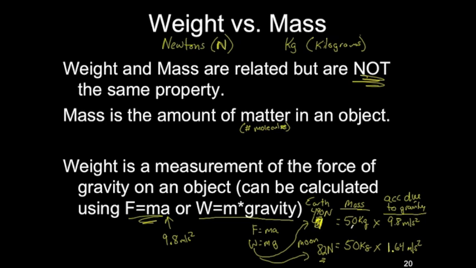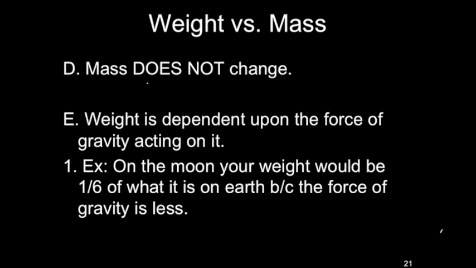And it's not because it lost any mass, which means the number of molecules it's made up of. It's because the acceleration on the moon due to gravity is about 1/6 of what it is on Earth. Now, some things to remember about weight and mass. First things first. Mass does not change. Your mass, just like in that example, was 50 kilograms on Earth, and it was 50 kilograms on the moon.